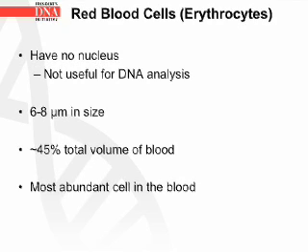Red blood cells, also known as erythrocytes, have no nucleus and are therefore not useful for DNA analysis. They are approximately 6 to 8 micrometers in size. They are approximately 45% of the total volume of blood, and they are the most abundant cell in the blood.